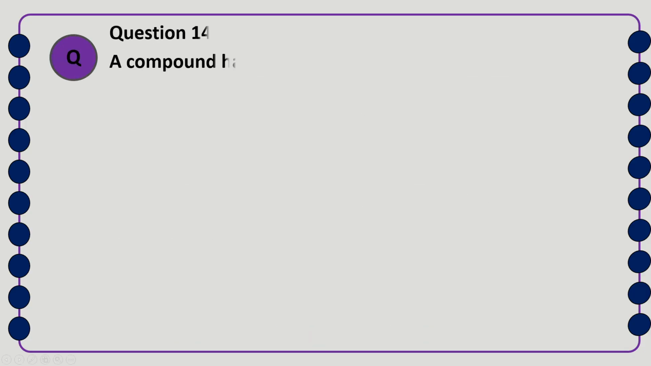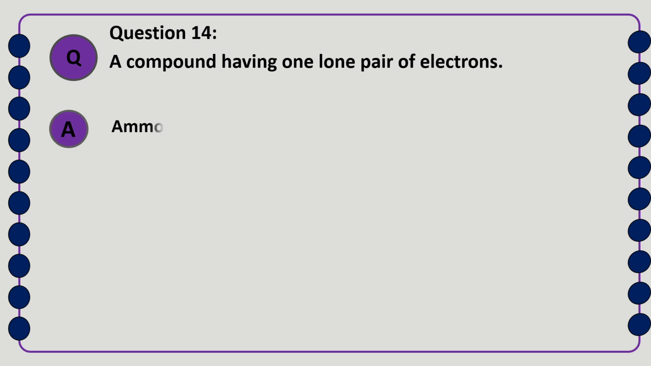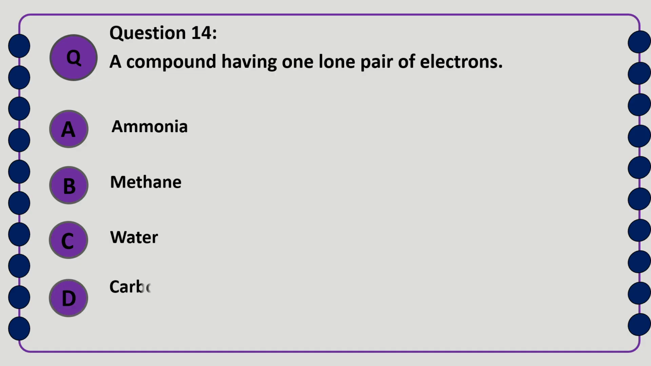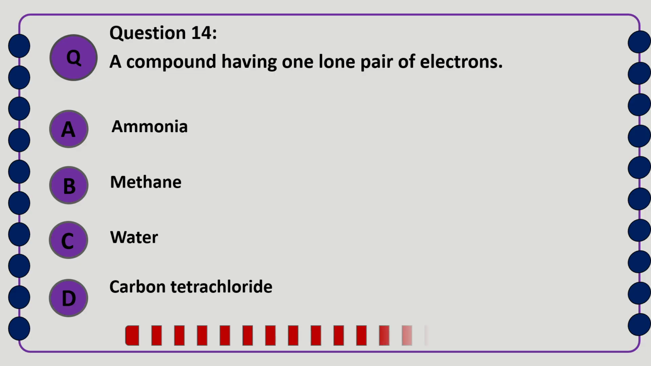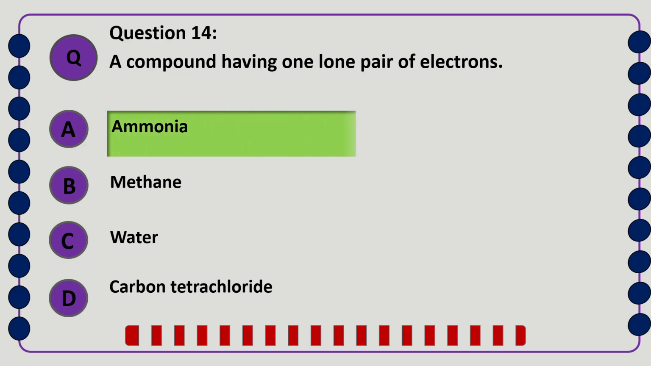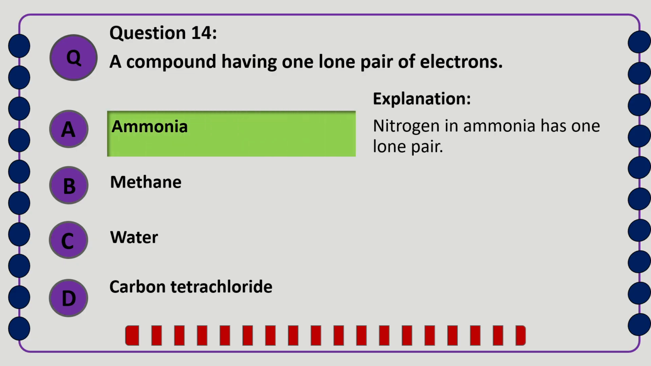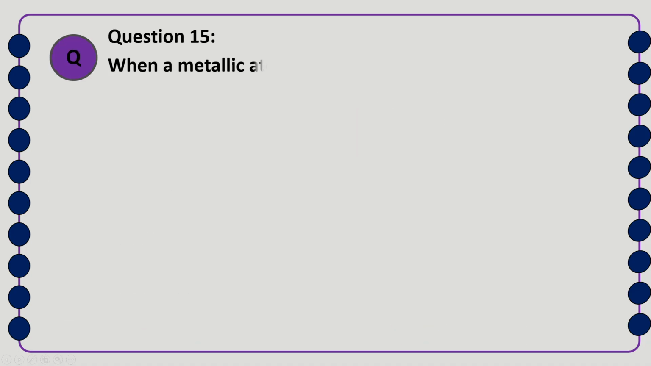Question number 14. A compound having one lone pair of electrons is ammonia, methane, water, carbon tetrachloride. Yes, the correct answer is ammonia. Let's take the explanation. Nitrogen in ammonia has one lone pair. Let's move to the last question of the session.